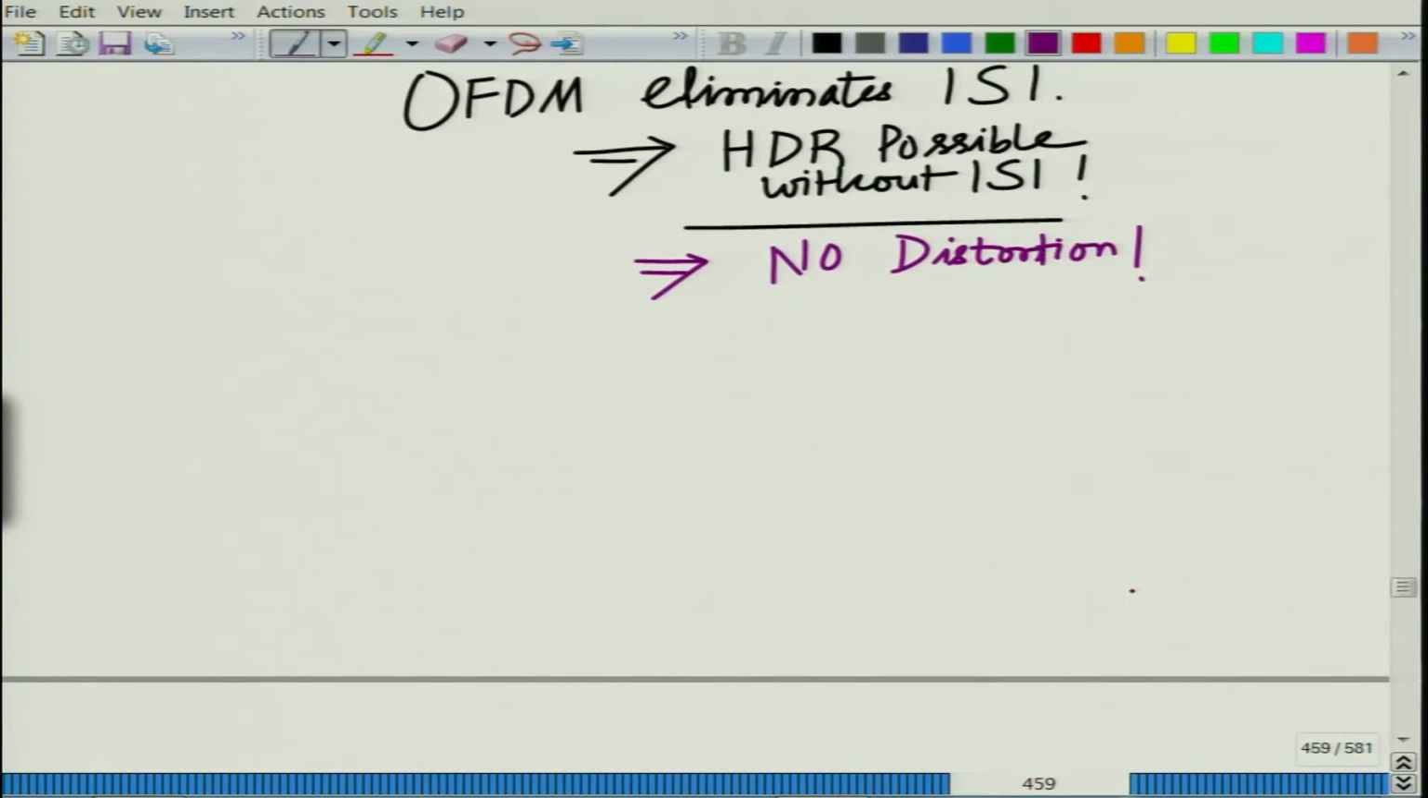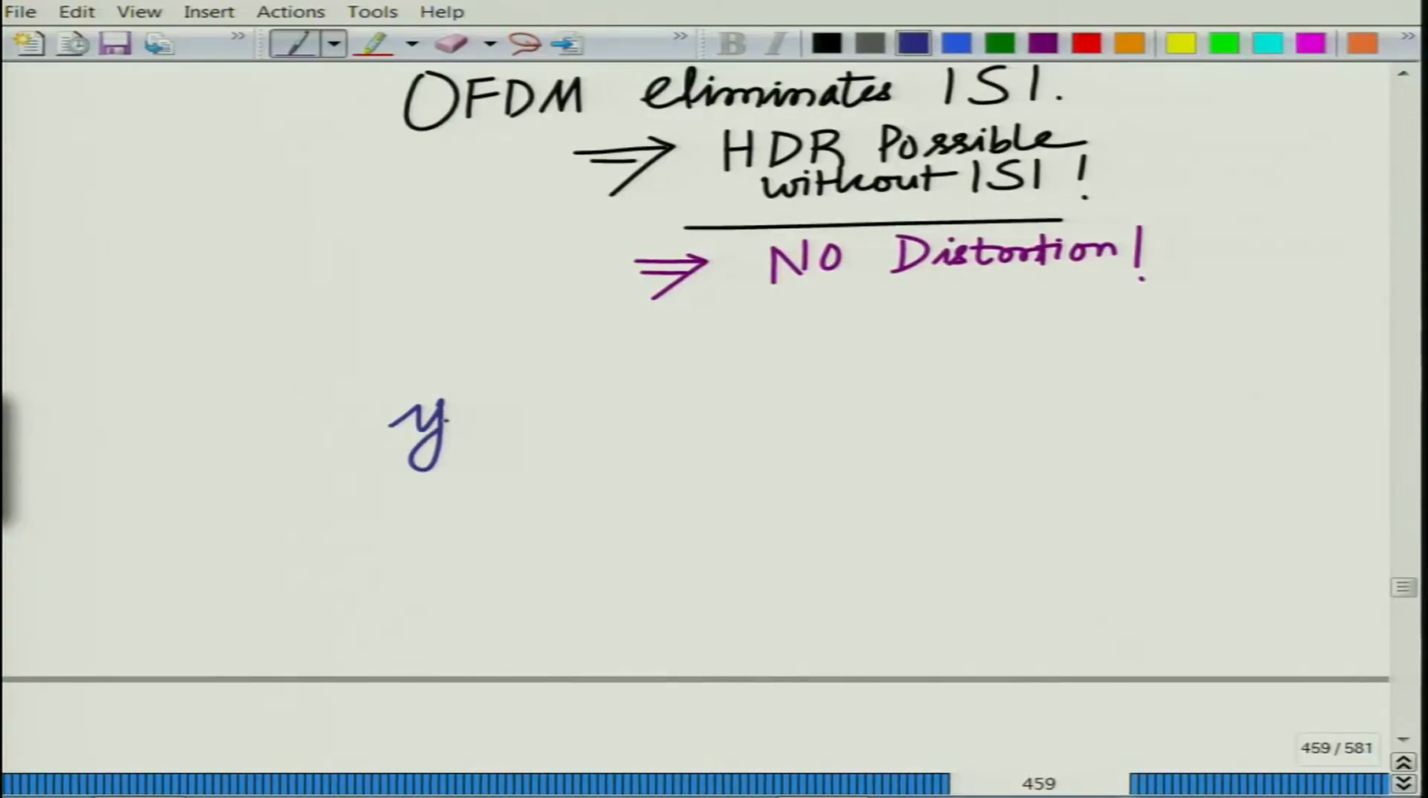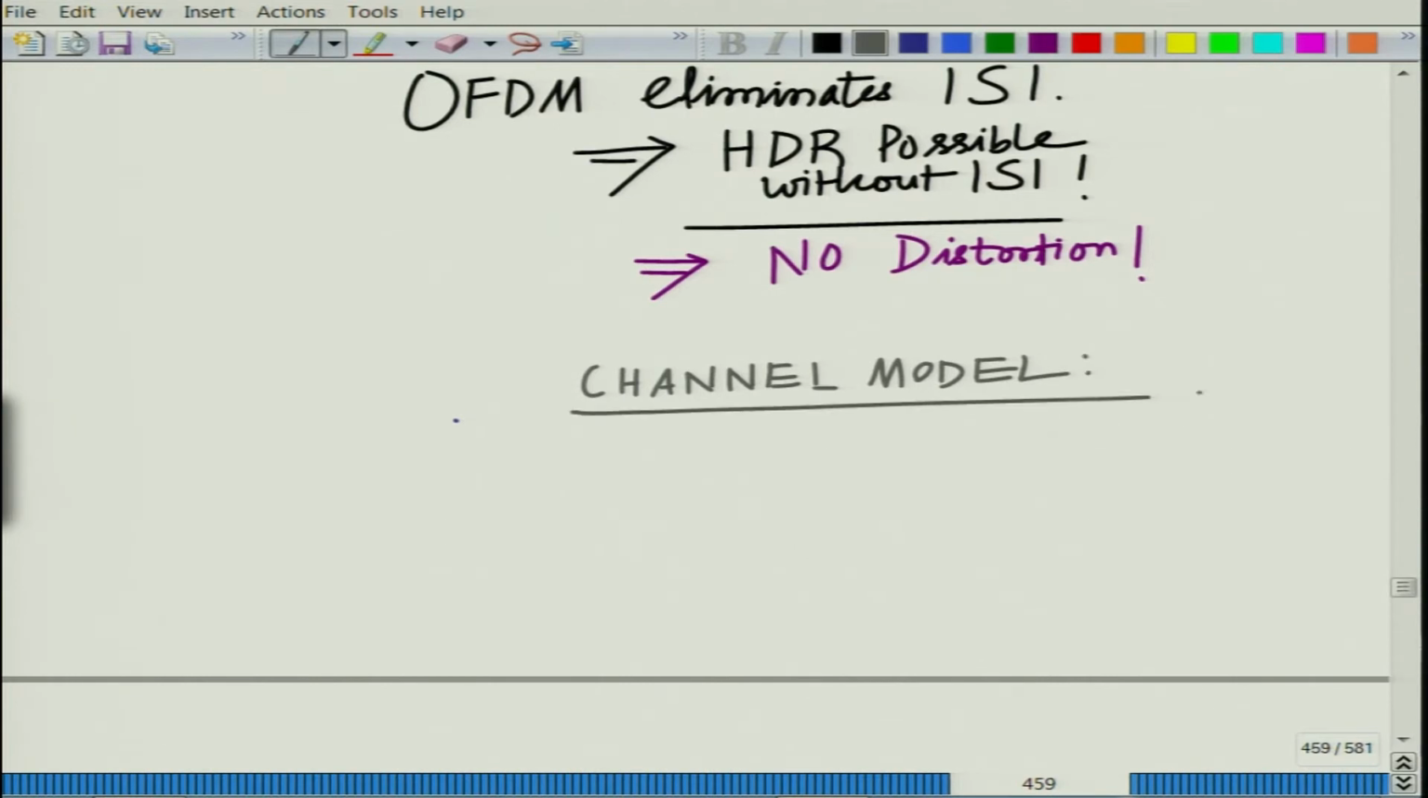And how does OFDM do that? To understand that, let us examine the model of the wireless channel. Let us assume the output of the channel. So, what is the channel model? Let us examine this, and this can be understood in the following simple steps. Let us start with the channel model. This is the output symbol, right. Let us call this the output symbol y m.